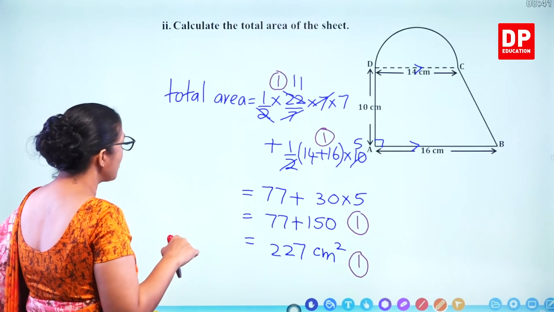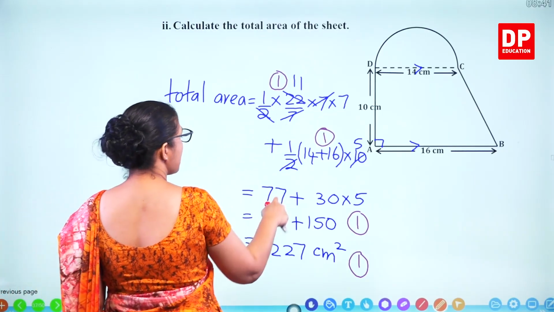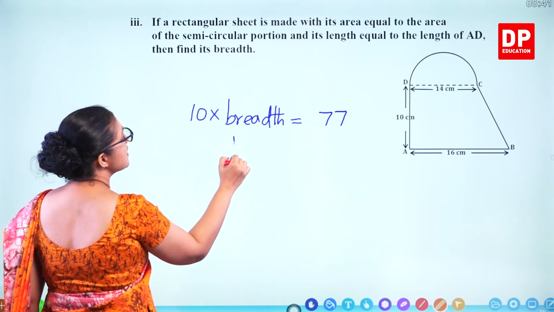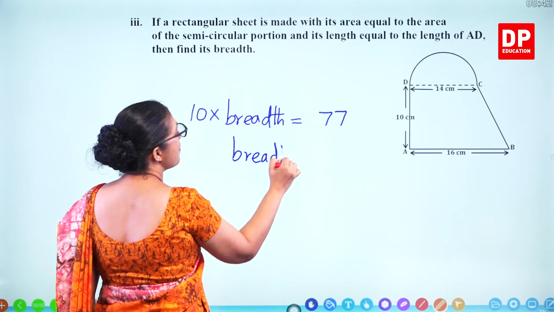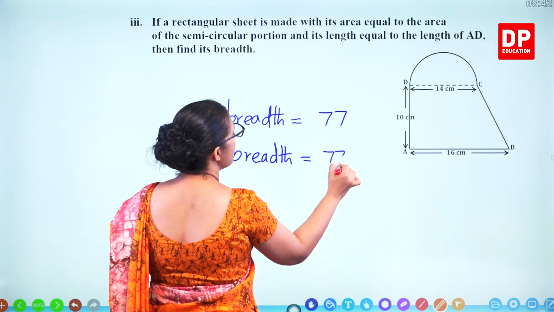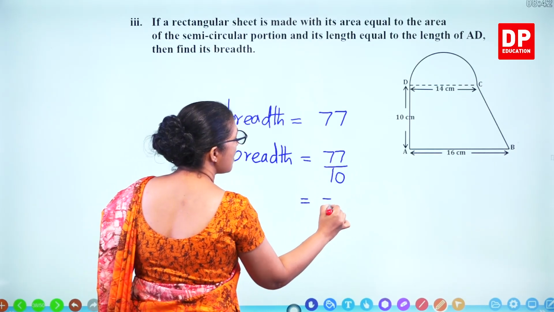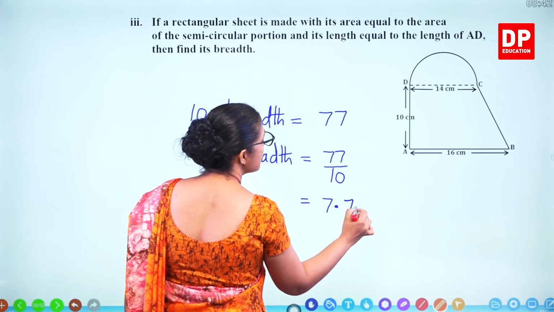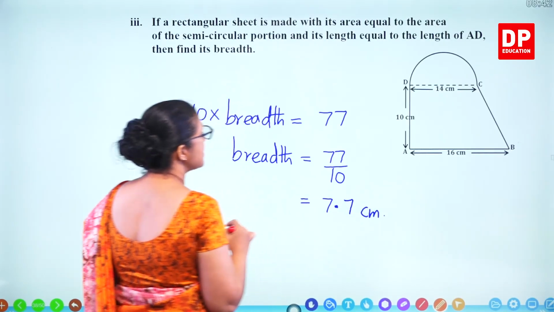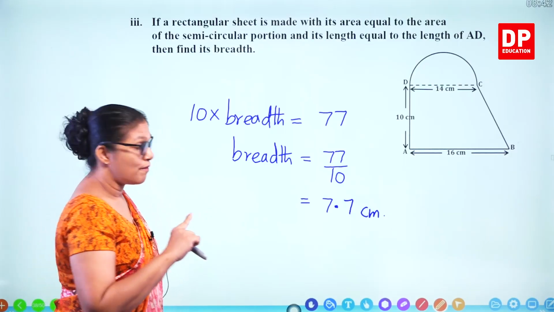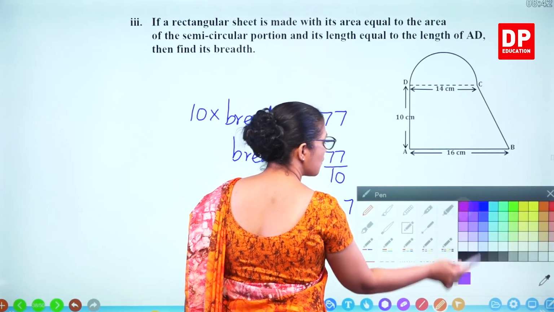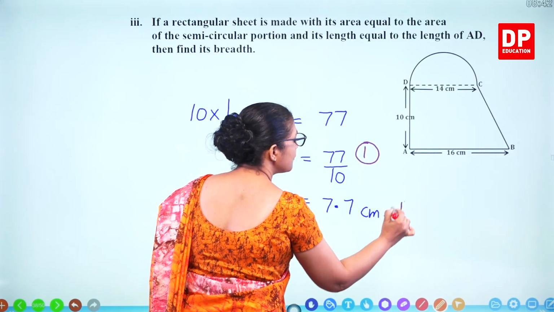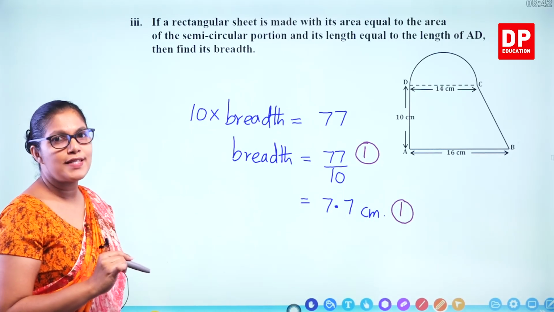So what's the area we got for the semicircular portion? That's 77. So what's the breadth? Breadth of the sheet is 77 divided by 10, 7.7 centimeters. So we gave 4 marks for the first part, 4 marks for the second part, 8, and this one 2 marks. So altogether 10 marks for this question.